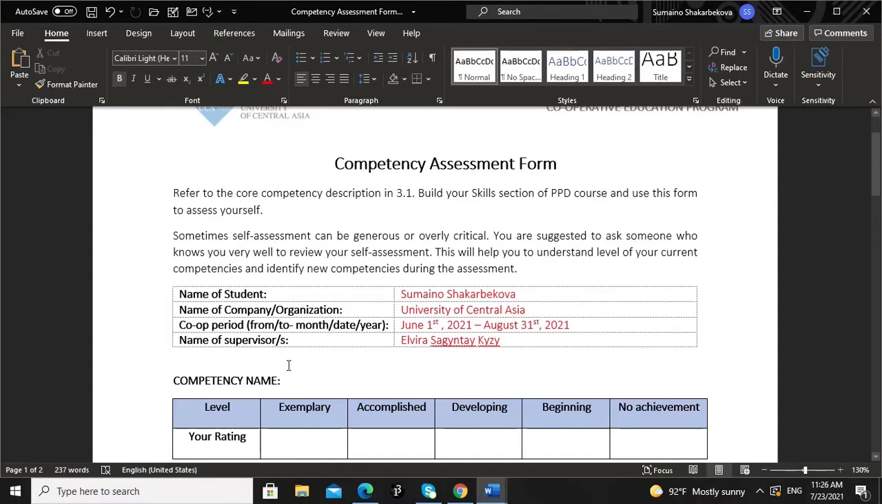And next, the form asks for the co-period, so when students started their internship and when their internship will finish. In my case, for example, I have written the co-op experience: my internship starts June 1st, 2021, and it will finish August 31st, 2021. So you will write the start and finish dates of your internship.